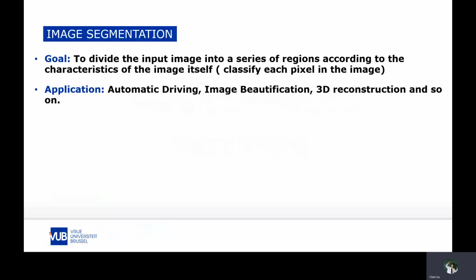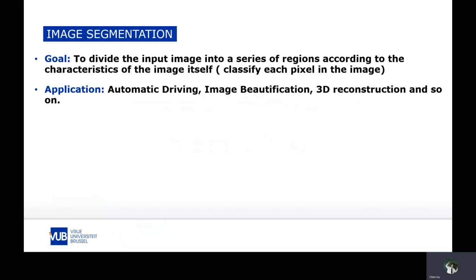We have learned image segmentation in deep learning. The goal of image segmentation is to classify each pixel in the image and to divide the input image into a series of regions according to the characteristics of the image itself. Its application fields include automatic driving, image beautification, 3D reconstruction, and so on.